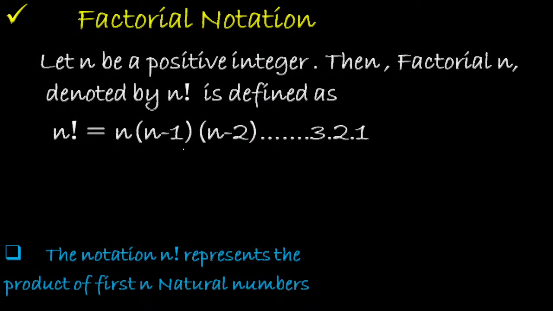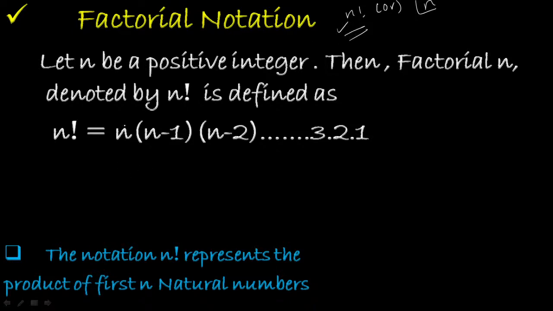Now, let me first discuss factorial notation. Before we enter into the concept of permutation, let me first give a short introduction to what a factorial is. Let n be a positive integer, then factorial n is denoted by n factorial, or sometimes n factorial or factorial n like this, but most probably we use this symbol for n factorial.